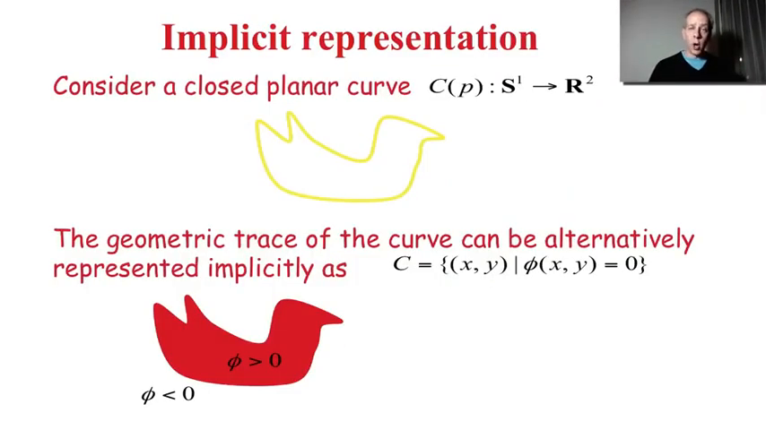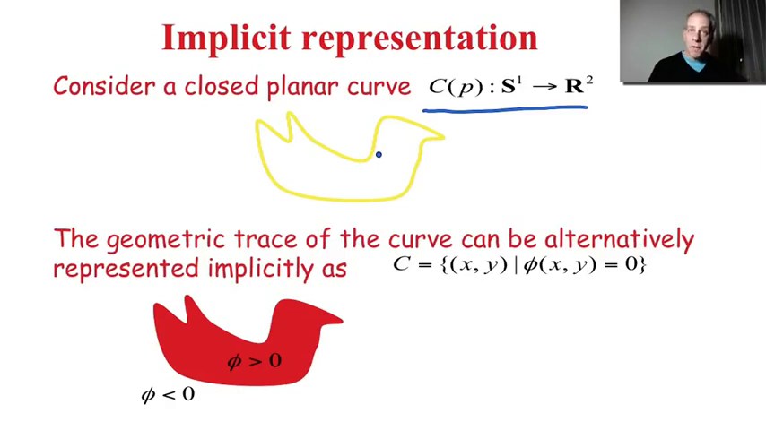We have talked about curves, and it's going to be the same for surfaces, but it's much easier to present this for curves. We have talked about curves and curve representations, and here we have a curve that is parameterized, and remember, for every p we have a different point on the curve. Now, this is not the only way to represent curves.